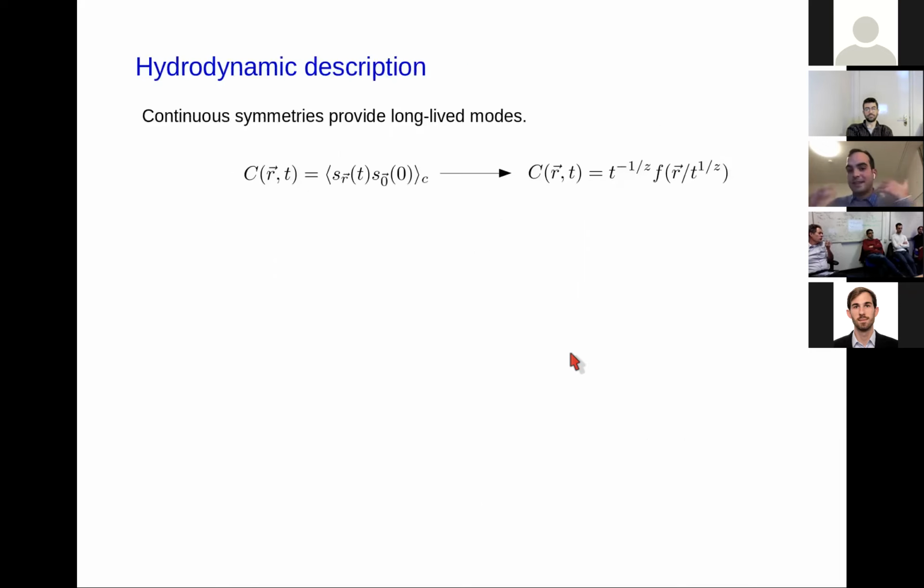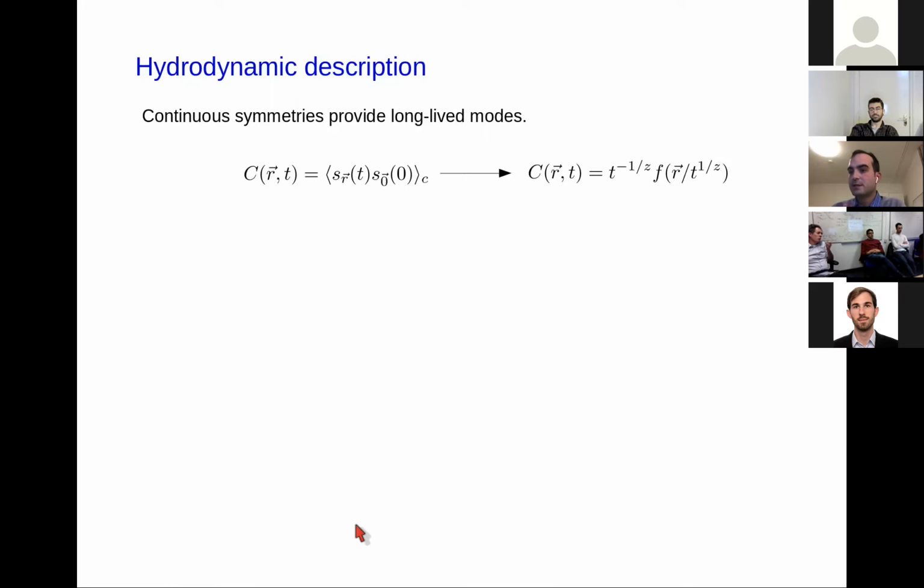So, the reason it's meaningful to ask this question in the first place is because of continuous symmetries. And we know they provide some long-lived modes to the dynamics. So let me tell you what this really means. Say we look at the spin-spin correlation, which is related to the local density of the conserved quantity.